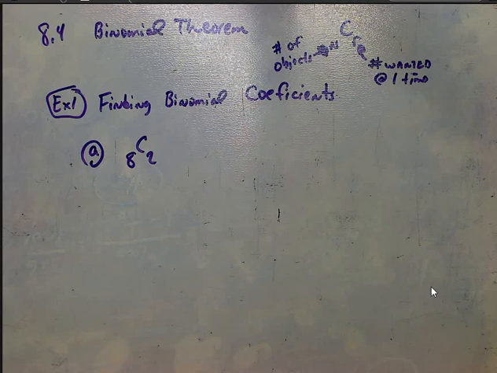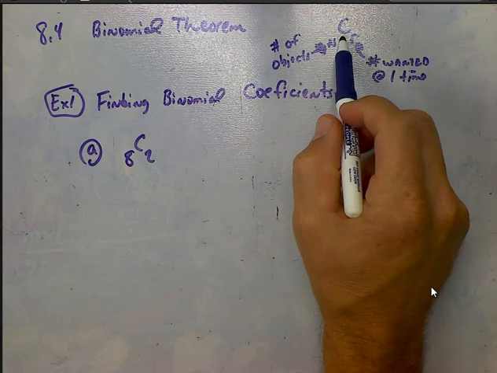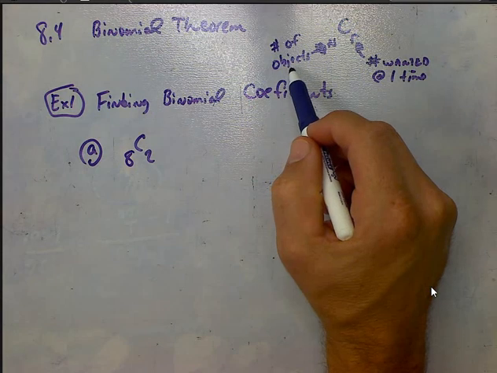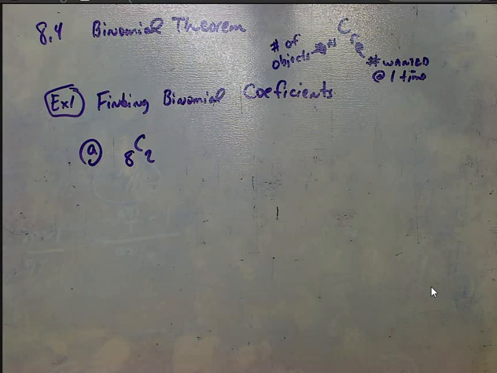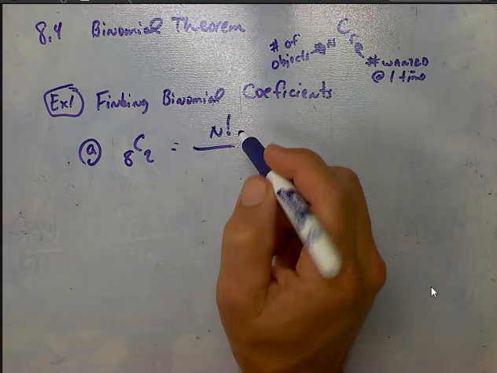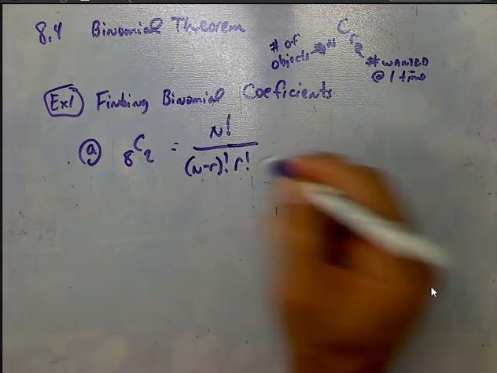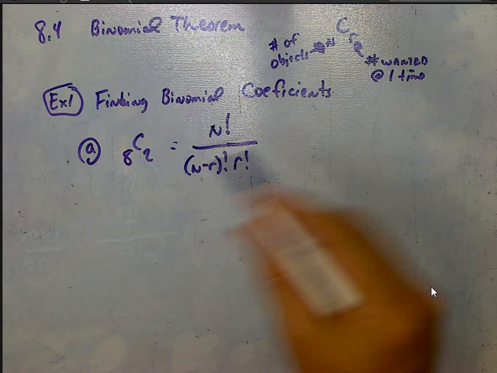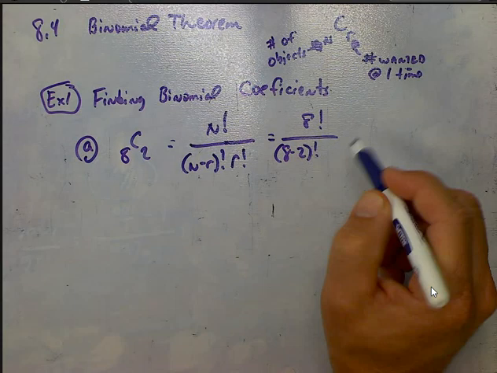8.4, binomial theorem. We're going to start with some basic information on example 1, finding binomial coefficients. We have something in the form of nCr, where C stands for combinations. The n is the number of objects, and r is the number that you want at one time. So for 8C2, we're going to use the formula n factorial over n minus r factorial times r factorial. So the n is 8, so it's going to be 8 factorial over 8 minus 2 factorial times 2 factorial.